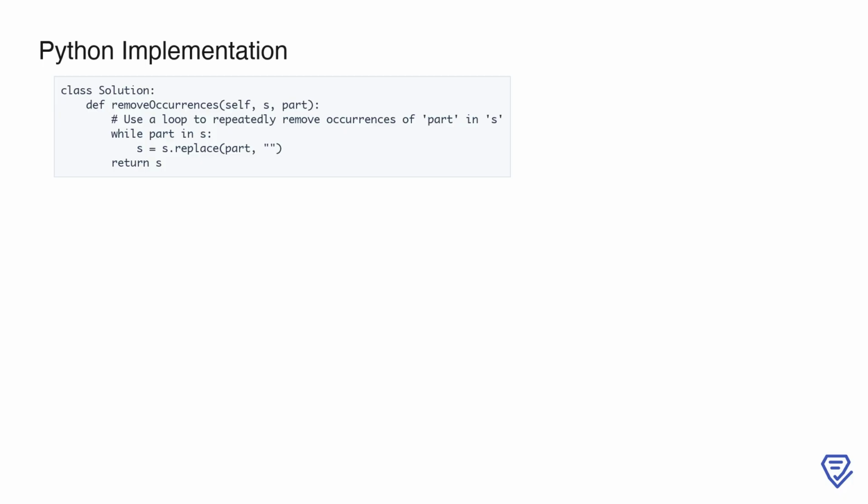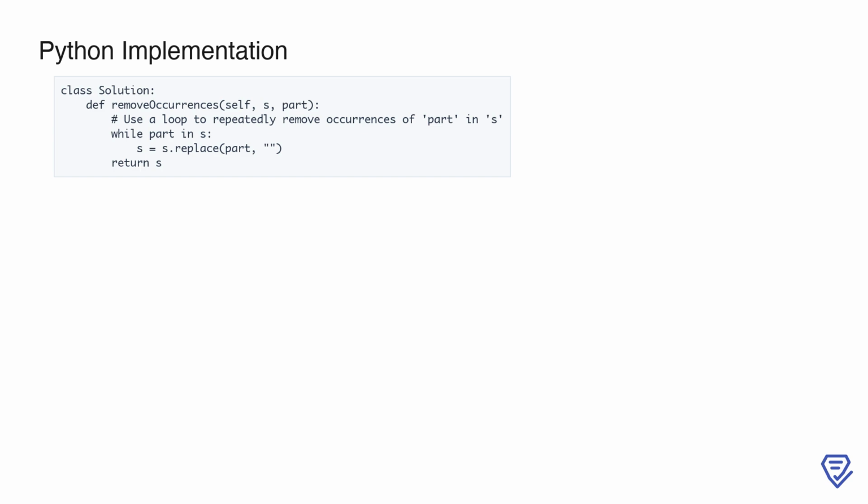The condition for the loop is part in S, which means the loop will keep executing as long as part is found somewhere in S. Within the loop, the str.replace method is called on S. This method replaces all occurrences of part with an empty string, effectively removing part from S. The result of this operation is then assigned back to S. The loop repeats until part is no longer found in S. At this point, the final version of S is returned as the output.